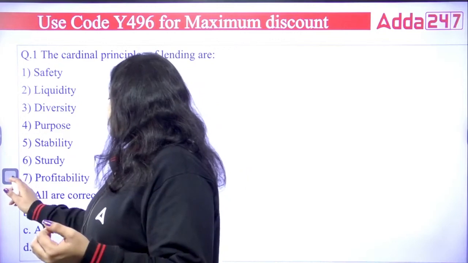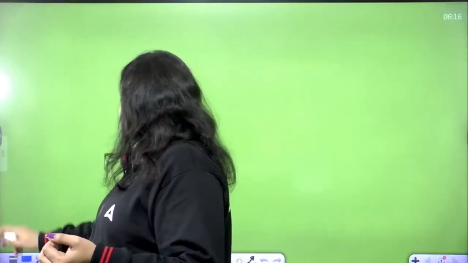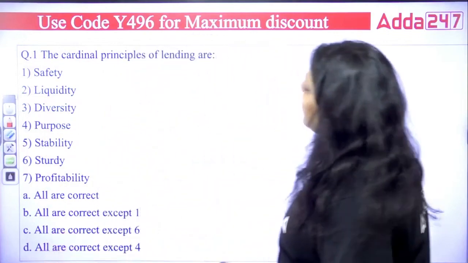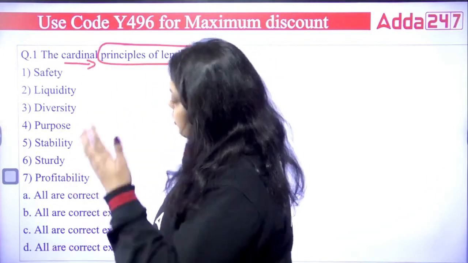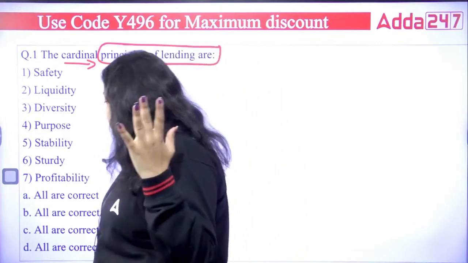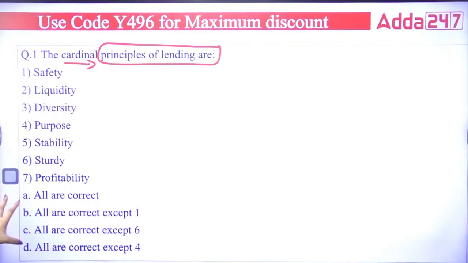So now let's start the first question. It is talking about the cardinal principles of lending. What are the cardinal principles of lending? You have to answer out of these: safety, liquidity, diversity, purpose, stability, security, profitability. Our options are: all are correct except 1, all are correct except 6, and all are correct except 4. So out of these cardinal principles of lending, which of the following is correct: A, B, C or D?